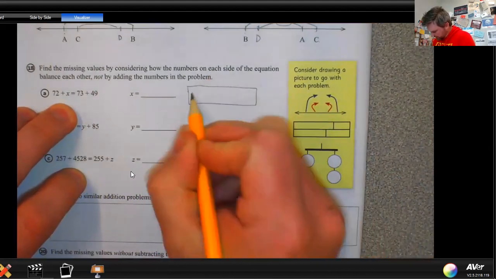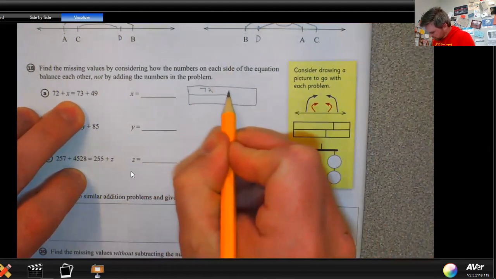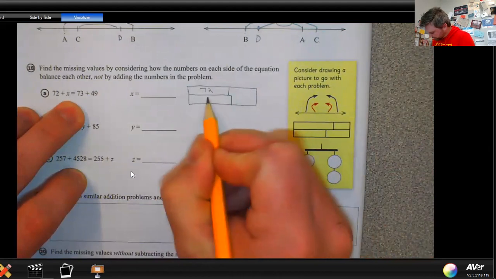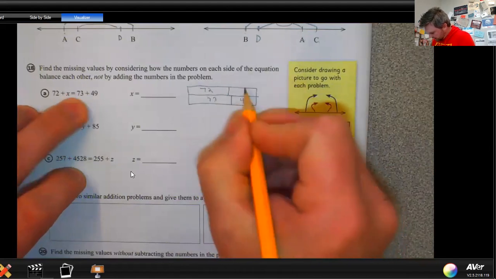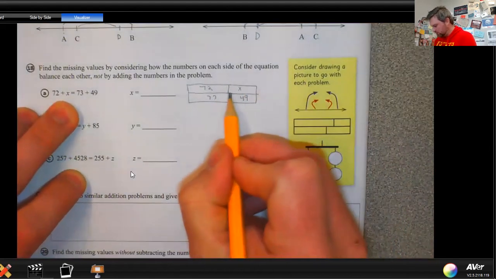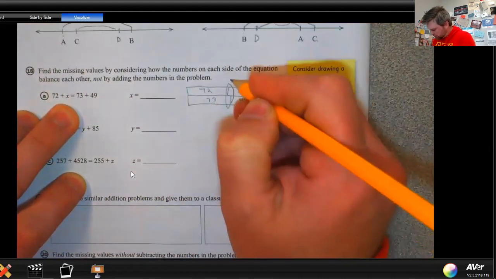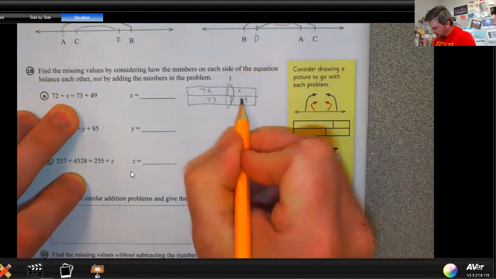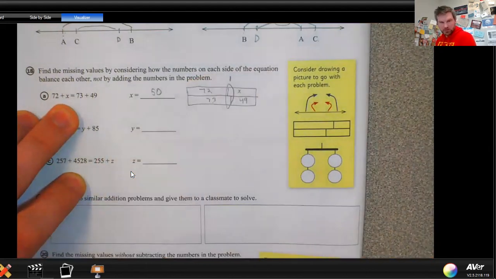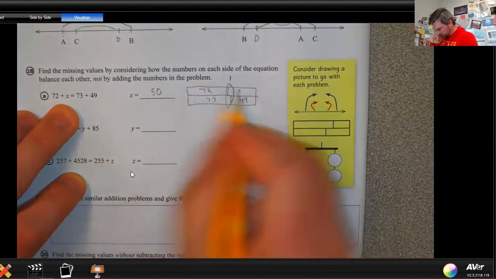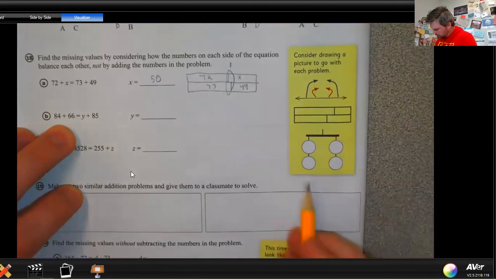So here we have the length of 72, and down here we have the length of 73. So this one's a little bit longer. And here we have 49, and here we have X. So I know that 72 and 73 have a difference of 1. So that difference there is 1. So X has to be 1 more than 49, which is 50. Okay, I tend to like this model just a little bit better, just my personal reasoning. Let's look at the mobile.